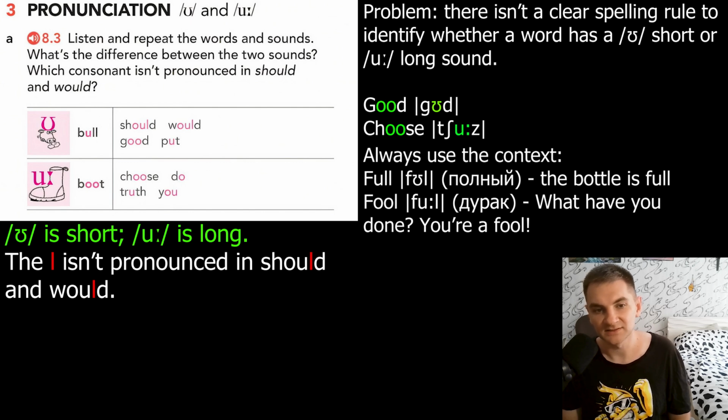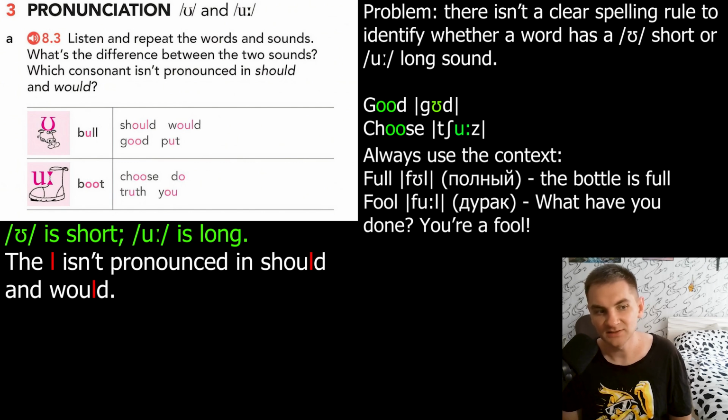You'll master it later. Now you can go crazy if you try, because there aren't any clear spelling rules how to identify whether it's a long sound or a short sound. You see, for example, we have double O in choose and good, yeah? The same spelling, but the sounds are different. So you have to memorize each word. And I don't think you should do it, because you will go crazy. Just keep it in mind that there are two sounds in the English language, short and long. And you can protest, but there are some words that are very different, like full with a short one and fool with a long one.